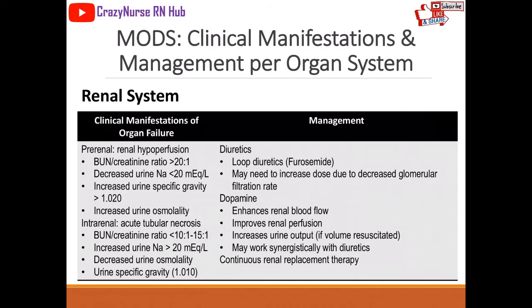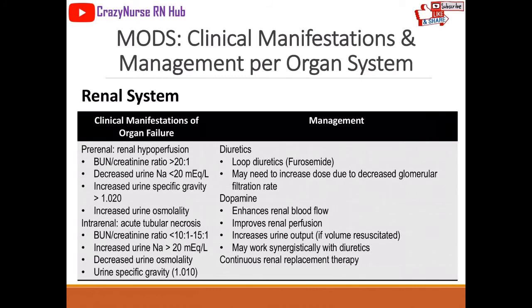For your intrarenal, which is the acute tubular necrosis, so laboratories are, for the BUN creatinine ratio, it's less than 10:1 to 15:1. Increased urine sodium of more than 20 mEq per liter and decreased urine osmolality or the concentration of the urine and urine specific gravity of 1.010.